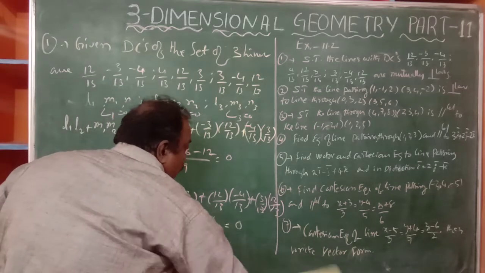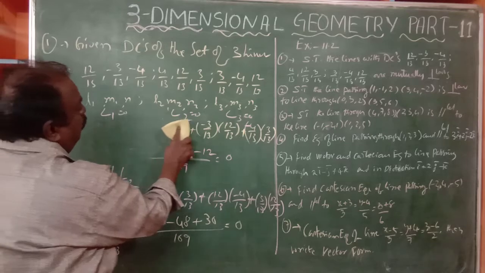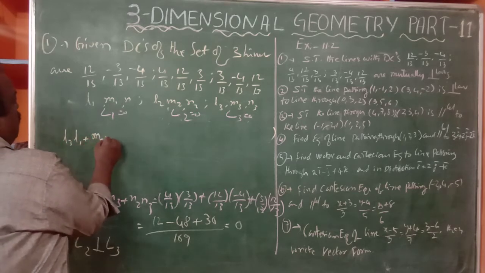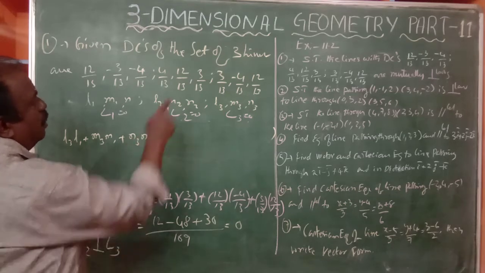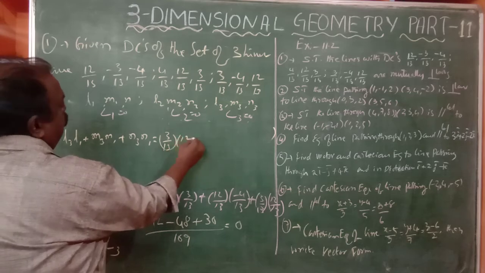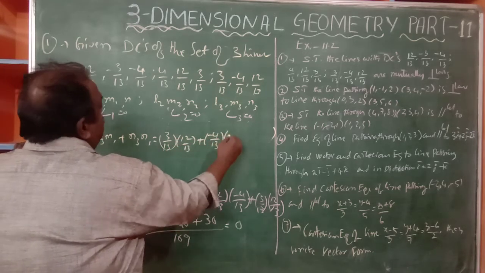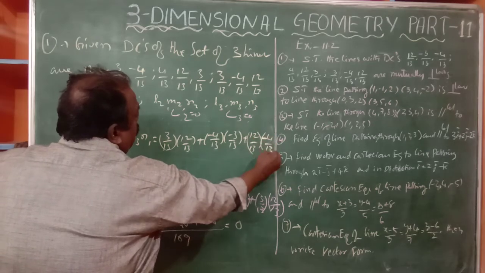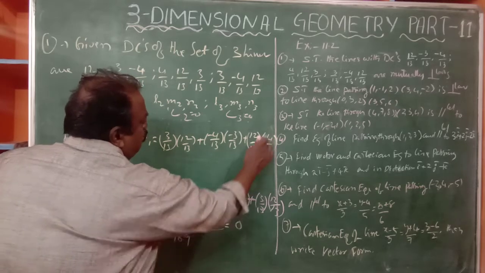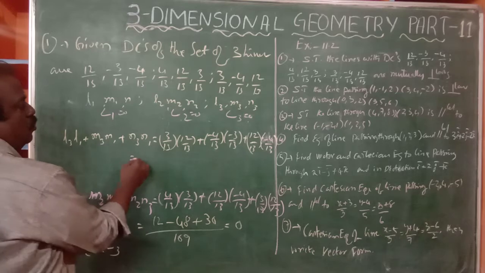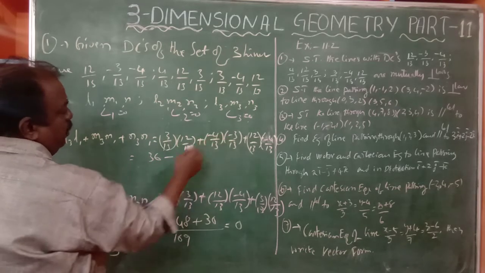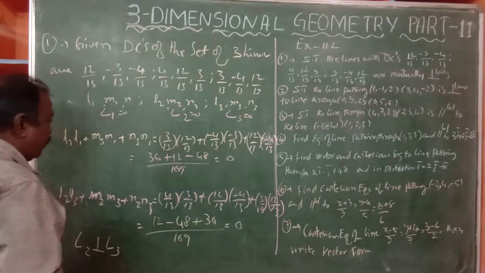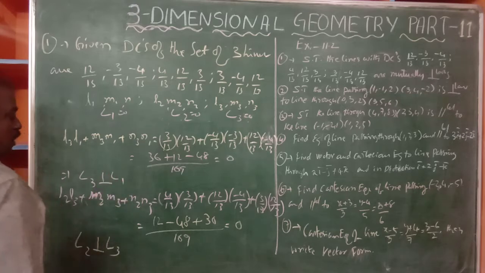Similarly, we can solve l3 l1 plus m3 m1 plus n3 n1. That is 3 by 13, 12 by 13, minus 4 by 13, minus 3 by 13, 12 by 13 into minus 4 by 13. This is minus, minus 4 by 13 is there. So here also 12 3s are 36, minus into minus plus 12, that is 12 into minus 4 is minus 48, by 13 into 13, 169. Here also it is 0. That implies L3 is perpendicular to L1.